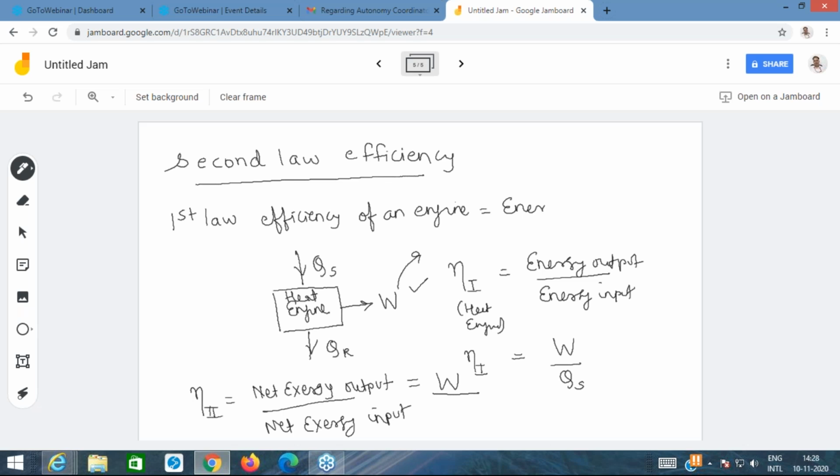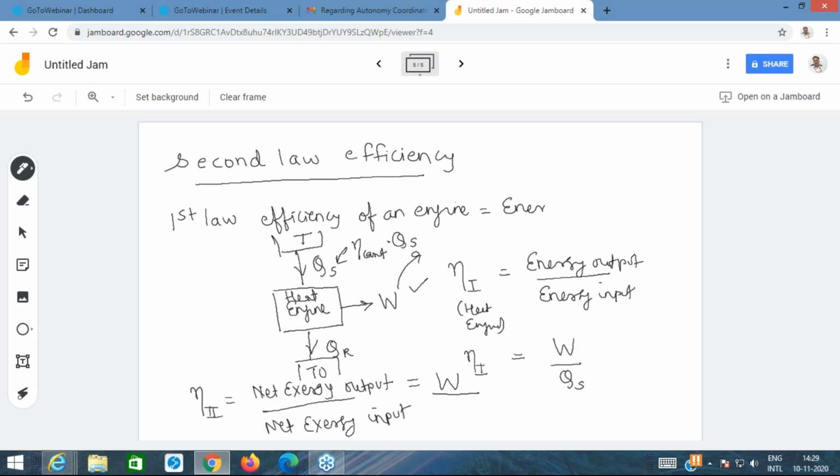What is the exergy of this input? Input is heat. So what is the exergy of this input? Can anybody tell me? The exergy of this input is the efficiency of Carnot into QS, where the Carnot engine is operating between T and T naught.